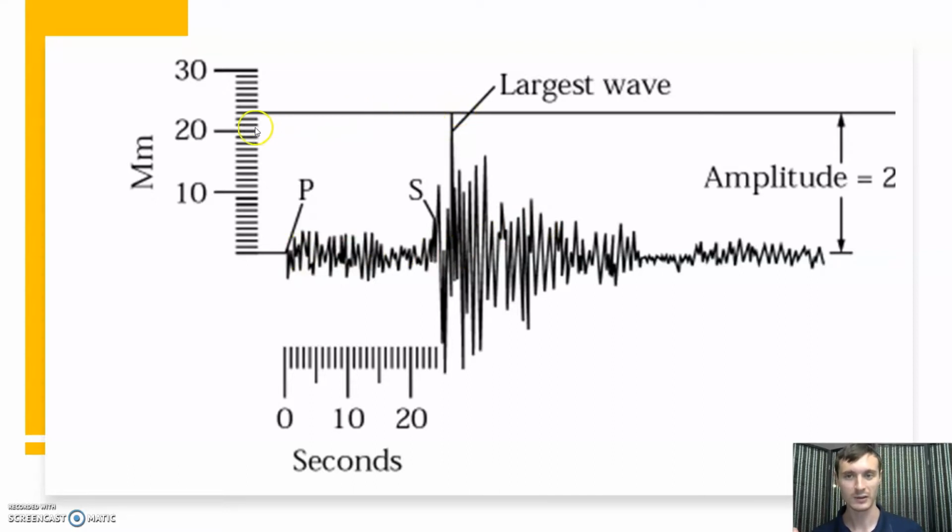And it's going to be about 23 millimeters on the paper for the seismograph. The other thing that we're really looking at on the seismograph is the time difference between the arrival of the P waves, which come first, and the arrival of the S wave. And it looks like here would be about 25 seconds.